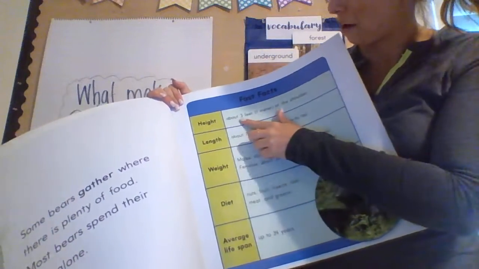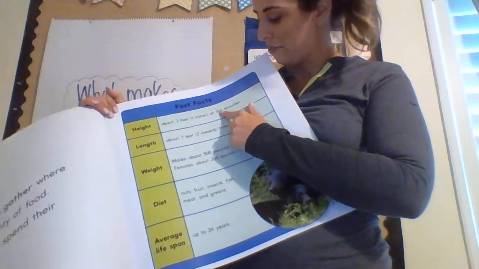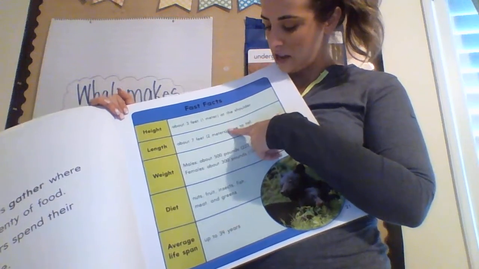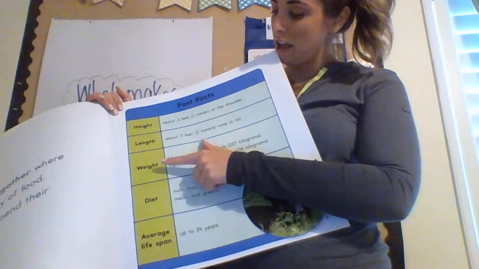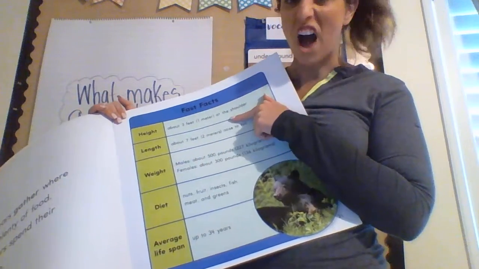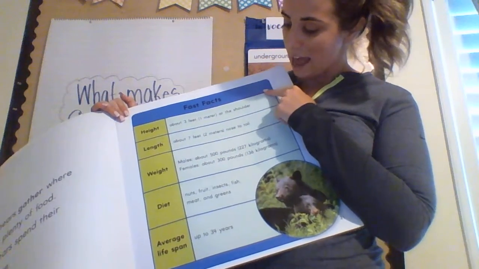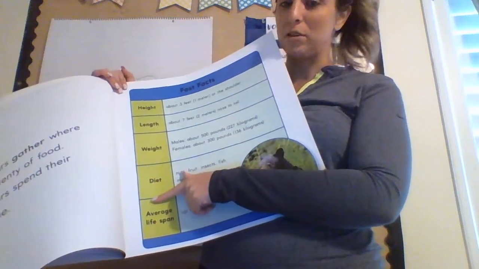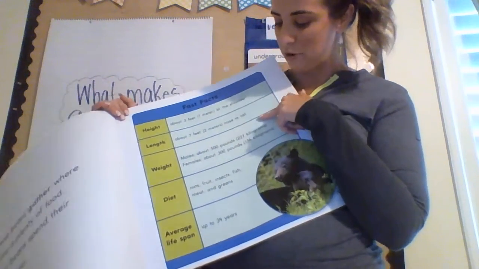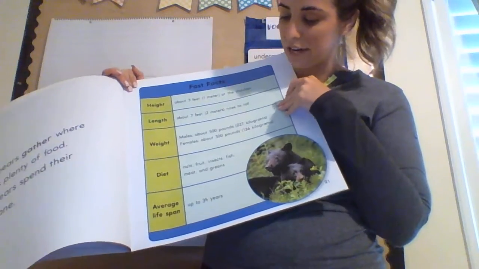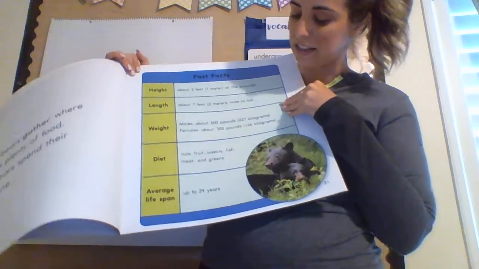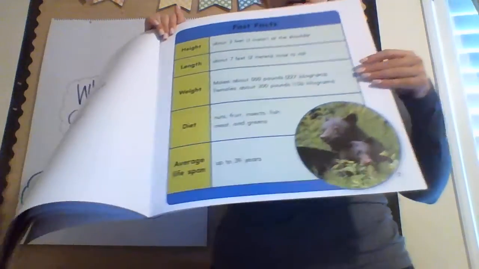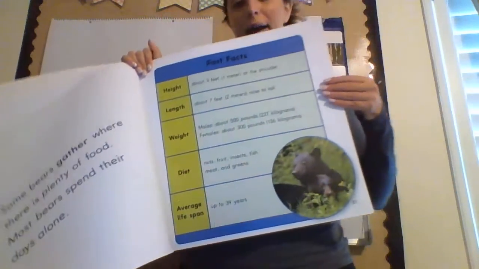So their height is about 30 feet at their shoulders. The length is about 7 feet, nose to tail. Their weight, so males are about 500 pounds and females are about 300 pounds. Their diet, which means what they eat, are nuts, fruit, insects, fish, meat, and greens. And average lifespan means how old they can be. They can live up to 34 years old. So those are some fun bear facts.